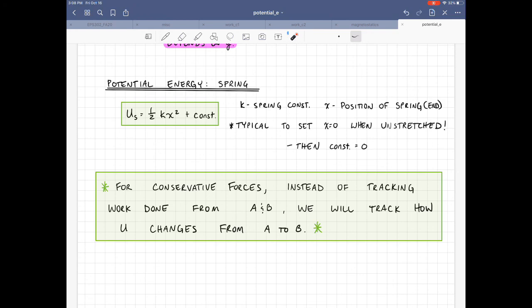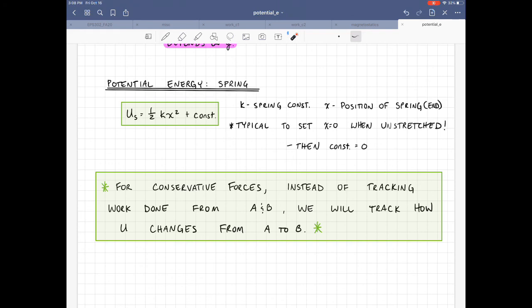And again, you get to choose what you're calling that position at the end of the spring. And so it's typical that you would call the equilibrium length, that is the length of the spring without any stress, x equals 0. So then any stretching or compressing of the spring would correspond to potential energy being stored in the spring. When the spring is in equilibrium, not stretched or compressed, it's typical to call that 0 potential energy.